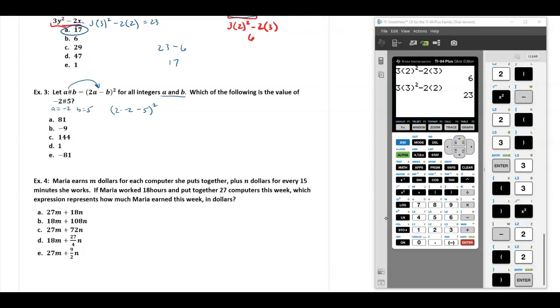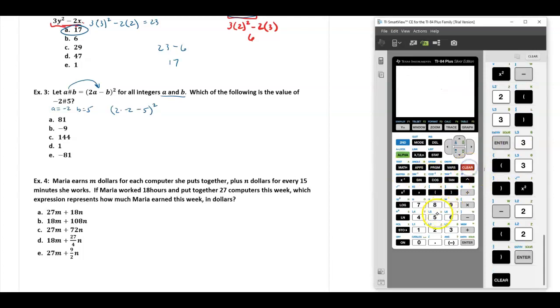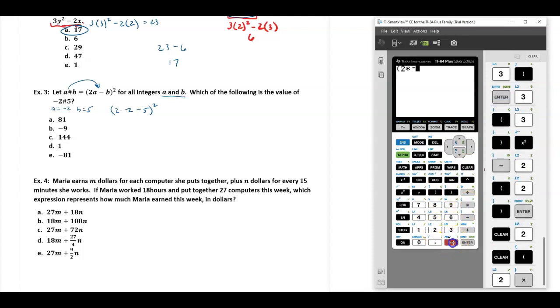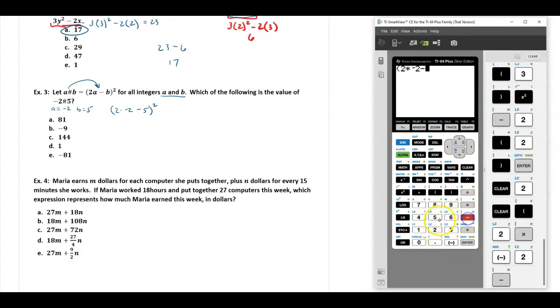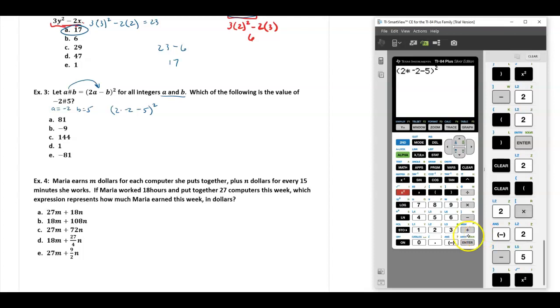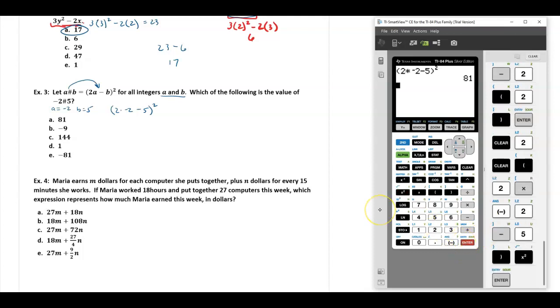So I replaced a with -2, b with 5, and now I go to my handy dandy calculator. Let me clear that. Open parentheses, 2 times -2 minus 5, close parentheses, plugging this in exactly the way I see it, all squared, hit enter, and I get 81, which is letter A.